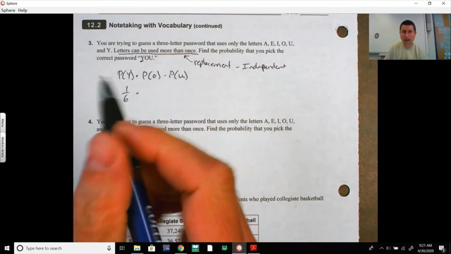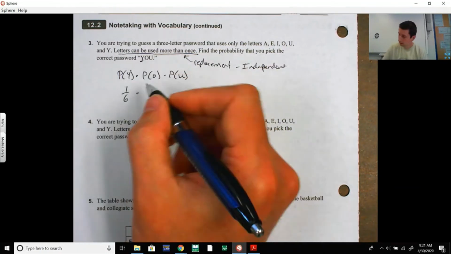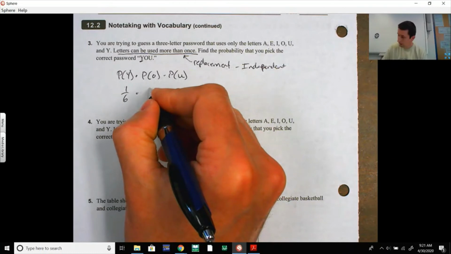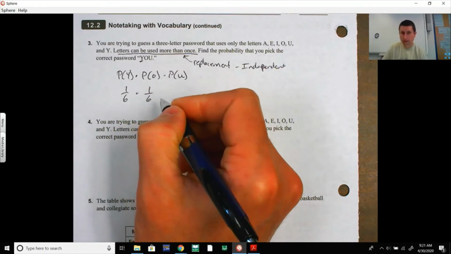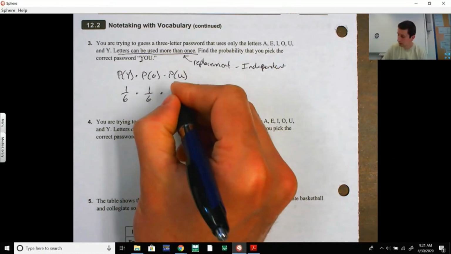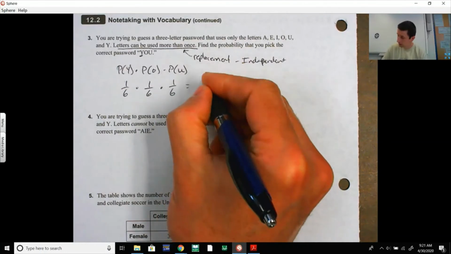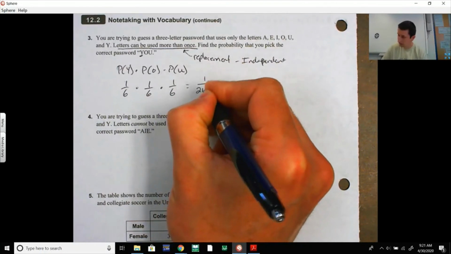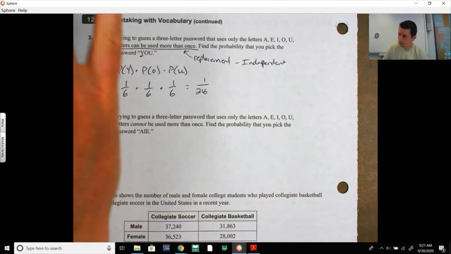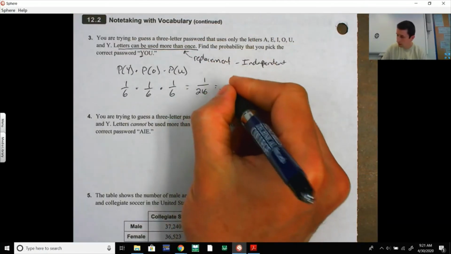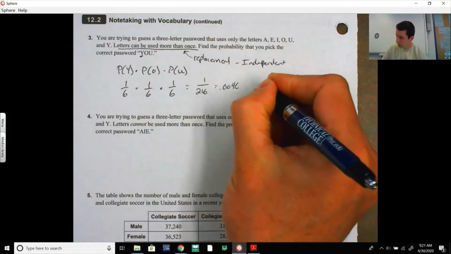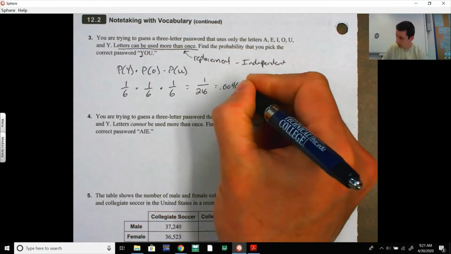Now the Y is put back in there. So probability of O is 1 out of 6. It's not 1 out of 5. Because remember, things are getting replaced. Probability of U is 1 out of 6. So that'd be 1 out of 216, which is 0.0046. So we got about 0.46% chance, 0.5% chance.